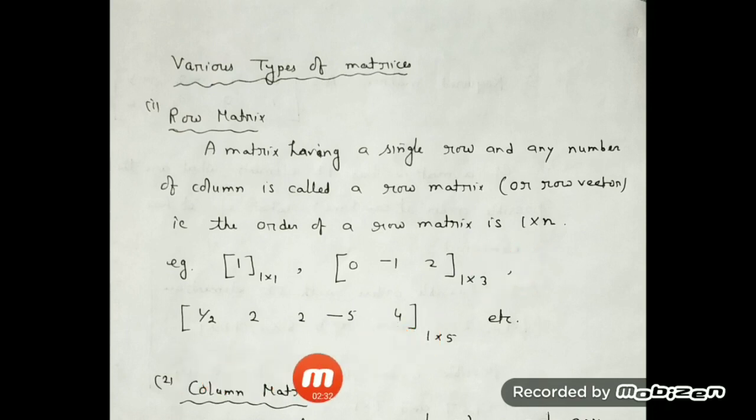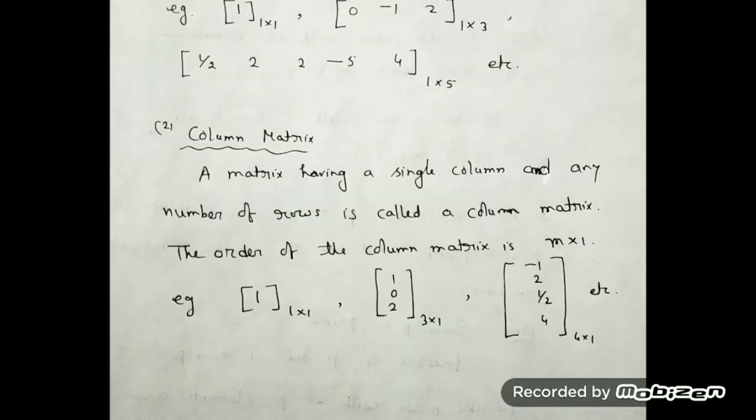Now let us go to the column matrix. What is a column matrix? In the case of a column matrix, we'll have one column. The column is fixed here: one column, that is one vertical line, and any number of rows. A matrix having a single column and any number of rows is called a column matrix. One column, that is one vertical line. Here you see one vertical line. Horizontal lines you can have any number.